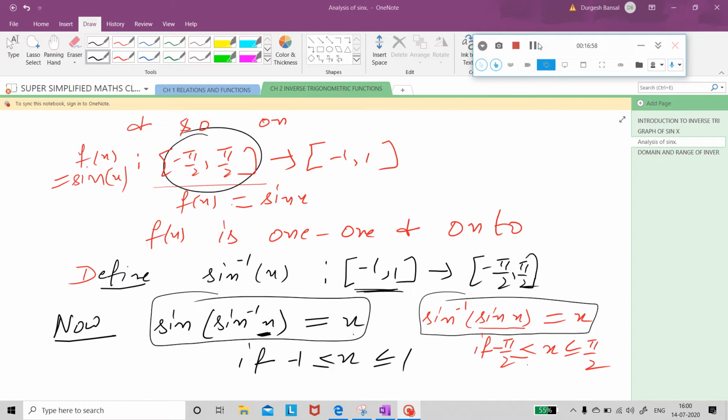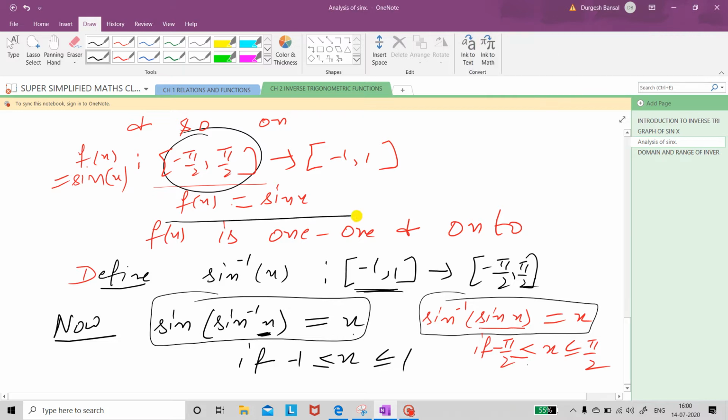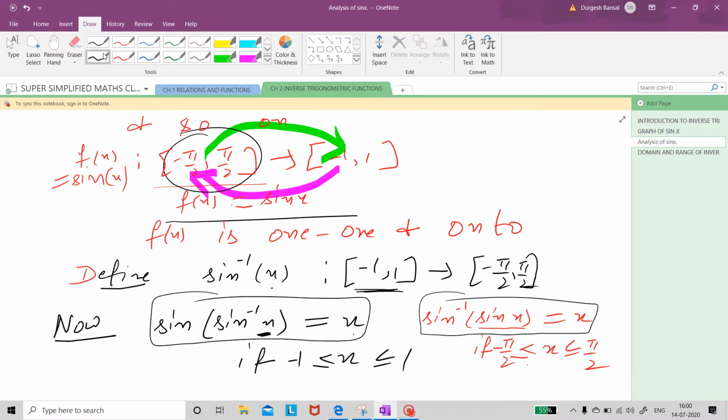So now you can see that f(x) is a function from minus pi by 2 to pi by 2, to minus 1 to 1, where f(x) was the sine function, and this function f(x) is 1-1 and onto, because we have restricted its domain to one of the intervals, minus pi by 2 to pi by 2. Now we have to define the inverse function of this f(x), which is the sine inverse function. So the sine inverse function will be defined in a reverse manner. Sine was defined from here to here, and inverse will be defined from here to here. So we have defined the inverse function from minus 1 to 1, to minus pi by 2 to pi by 2.